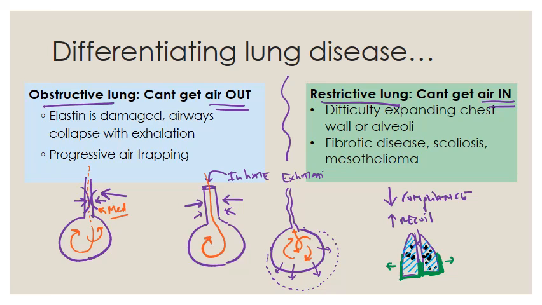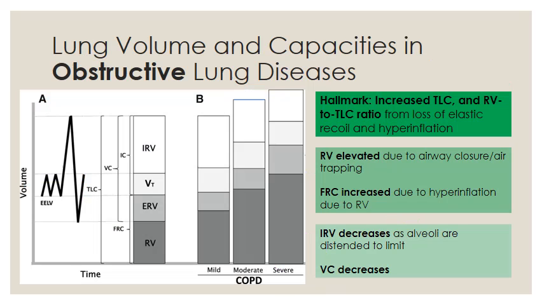A form of extrapulmonic lung disease that's restrictive would be something like scoliosis. In the next slides, we'll compare how lung volumes and capacities compare to a healthy person, and how we can assess these diseases through pulmonary function testing like spirometry.